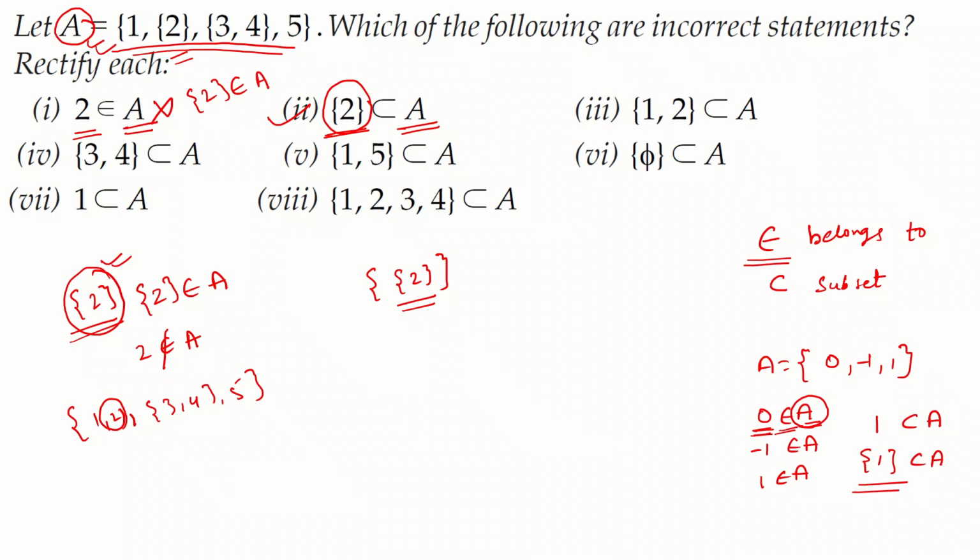The left hand side here is a set, and for these kinds of checks, we have to make sure that the left side is an element, and for this kind of a subset we have to make sure that the left hand side is a set. Okay, so let's move on to question number 3. {1, 2} is a subset of set A.